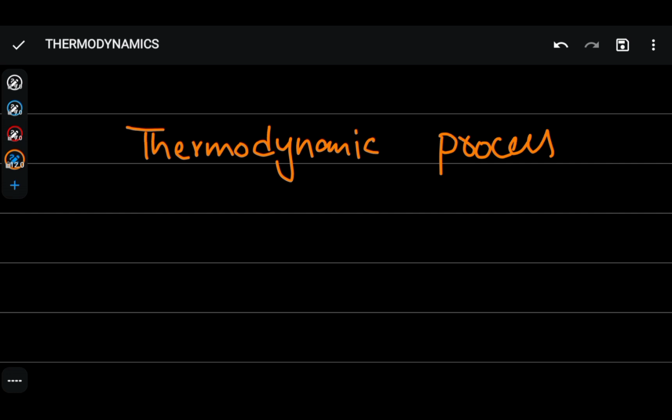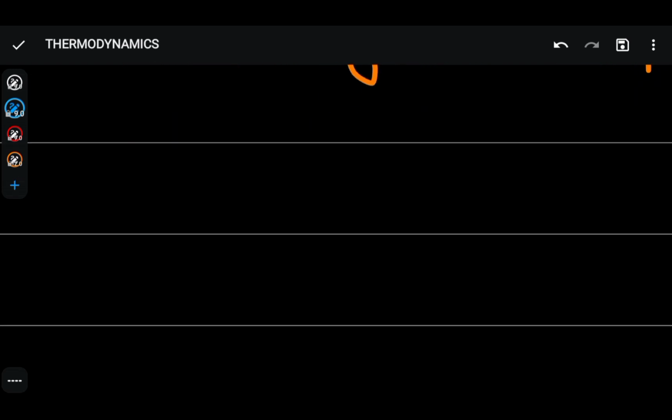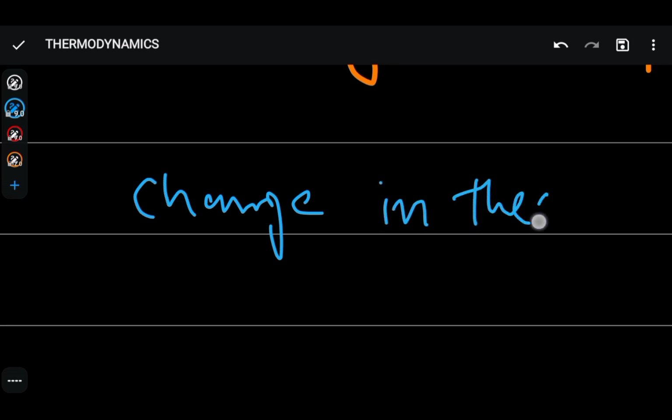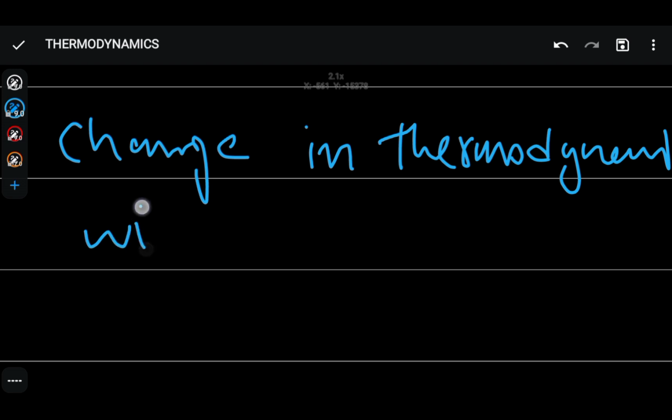Okay, let me write the definition first. A change in the process will change the state of the system, in simple words. If I could write, it's a change in thermodynamic variables will change the state of the system.